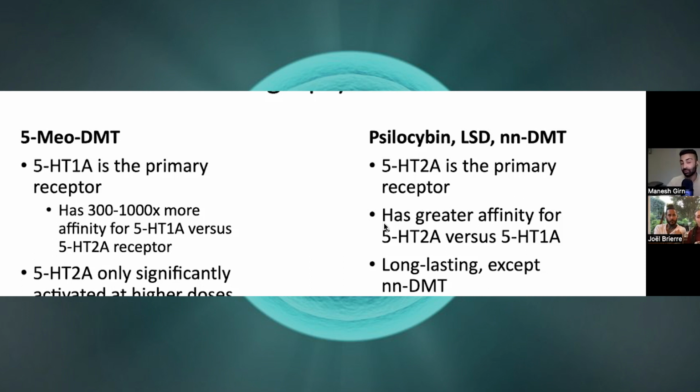And you might be wondering what doses. We don't really know that. We just know that since it's more sticky at the 1A receptor, it'll go there first essentially, and only later will it start to saturate these other receptors.